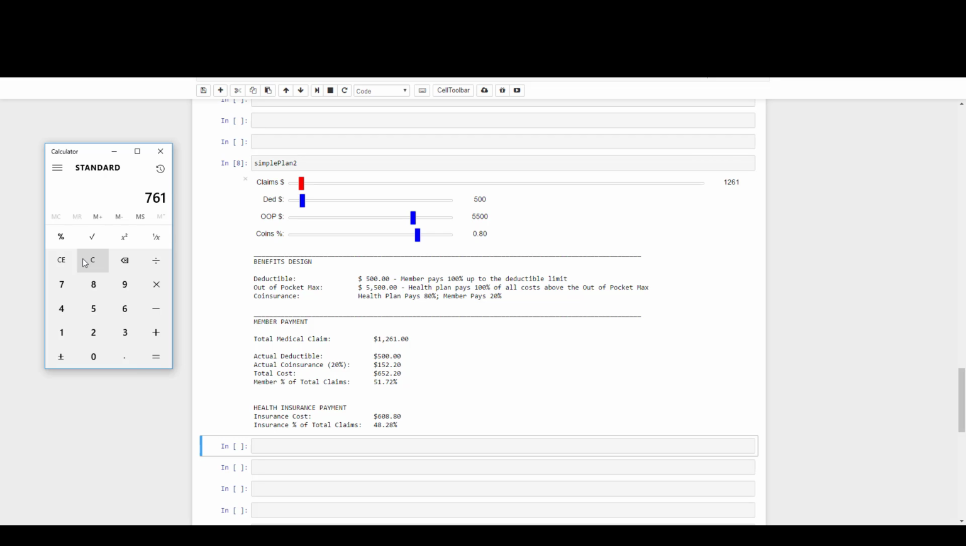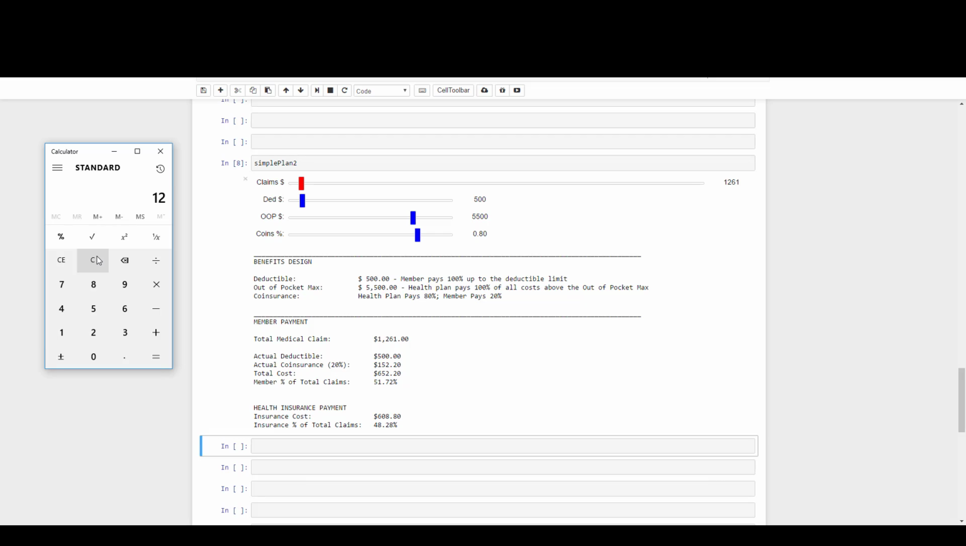So we just subtract that out, and we've accounted for that here. So you pay the 500. You've still got 761 remaining, and this is where the 20% co-insurance comes in. So you're going to say, okay, of this amount, now I'm going to pay 20%, and that number is 152.20. You can see the 152.20 there, and then the insurance company obviously pays 80%.